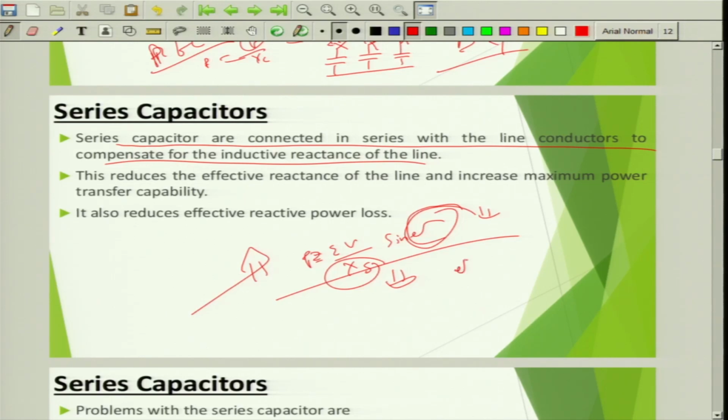If delta reduces for the same power carrying capacity, you can play around with delta and X combination so that you can improve the system stability. Henceforth, series capacitor is more often termed as a stability improvement device, right. So, this reduces the effective reactance of the line and increases maximum power transfer capability. The power exchange capacity can be increased. It also reduces effective reactive power loss.